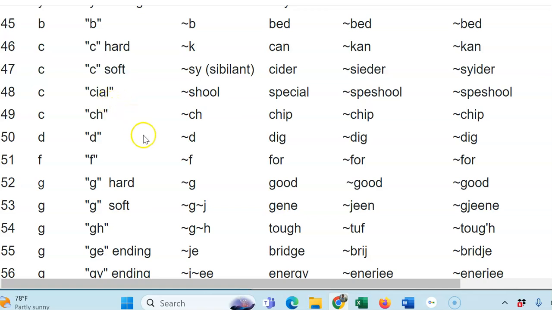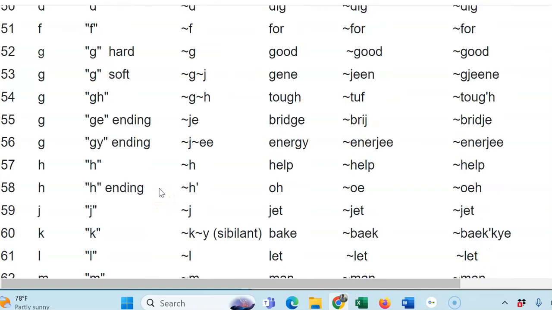CH is ch, no problem. D is no problem. D. F is no problem. F. G hard is no problem. Good. But there's also a silent, soft G. And that would be Gina. For Jean, we also usually say Jean. It would be Gina. Got to have that little G sound ahead of it to show it's made, that J sound is made with a G.